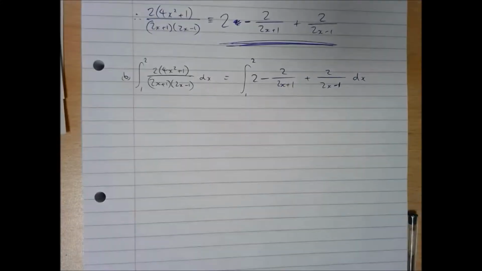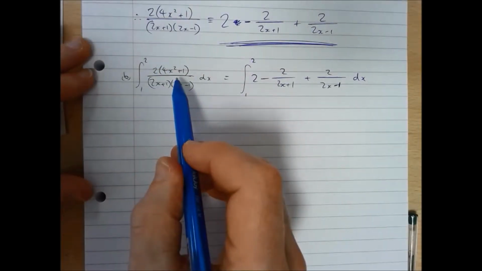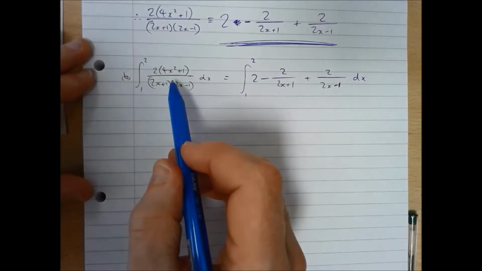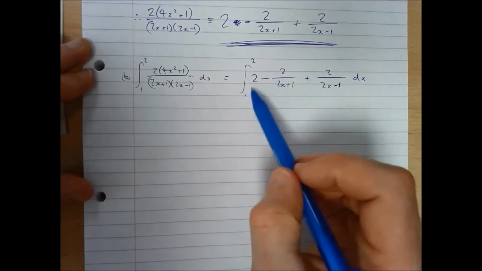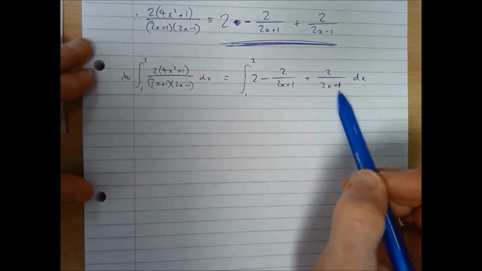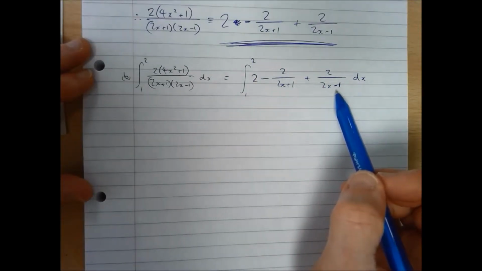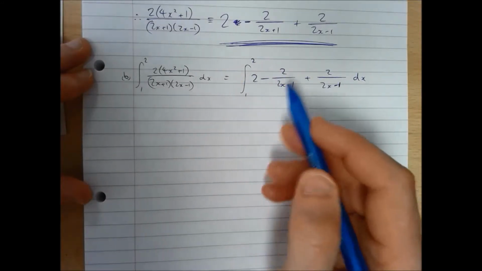So in part B, we're asked to integrate this, and it's a hence, so it's directing you to use the answer to part A. In part A, we established that this was equivalent to 2 minus 2 over 2x plus 1 plus 2 over 2x minus 1. So that's what we're really going to be integrating, between 1 and 2.